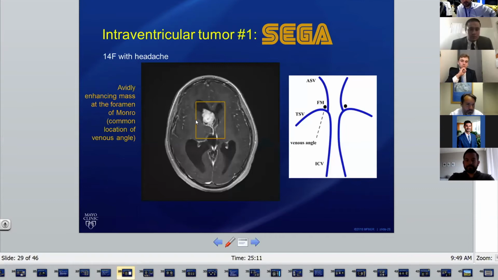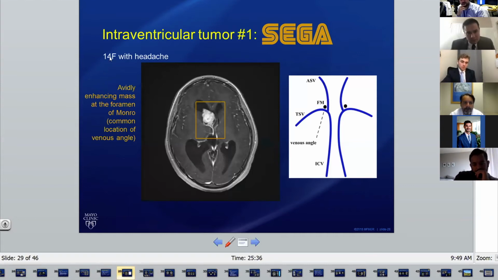So here's an example of a SEGA. So you can see this avidly enhancing mass arising at the foramen of Monro. And this image is particularly nice because it shows you some nice anatomy near the foramen. So this is an image of the venous angle. This is the internal cerebral vein here. And this is made up of venous drainage that the ICV receives from the thalamostriate vein and the anterior septal vein here. Here's a schematic just for your reference.